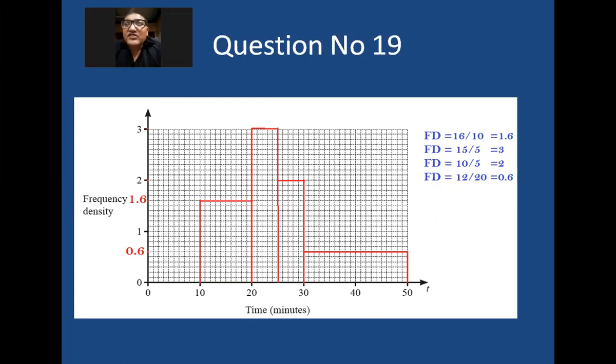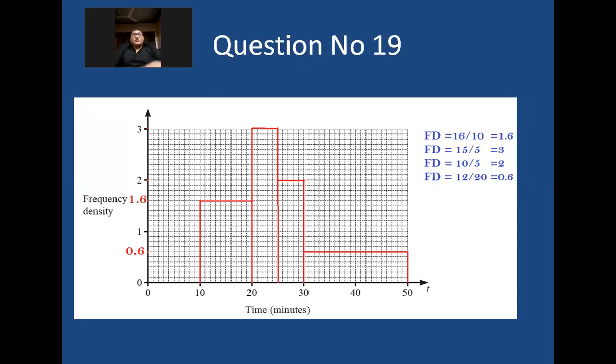The frequency density of the second class will be, the frequency is 15 and the class width is 5. So the frequency density will be 3. For the third class, the frequency is 10 and the class width is 5. So the frequency density will be 2. For the fourth class, the frequency is 12 and the class width is 20. So the frequency density will be 0.6.